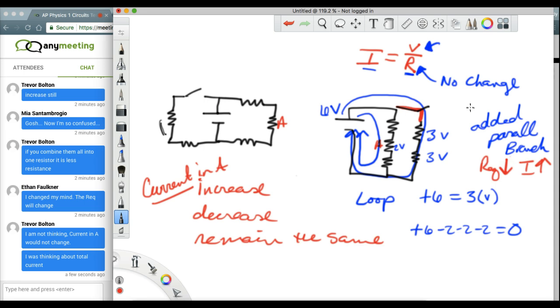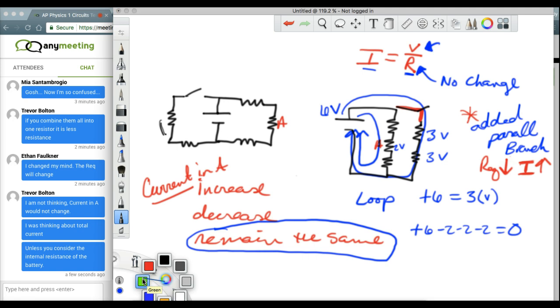So this is what gets us in trouble here, because the overall current in the circuit does go up, but does the current through A change? And the answer is no. So the answer, my long-winded way of saying you were all wrong, the current is going to remain the same. The overall current increased, but only increased to produce the new current going through this branch.